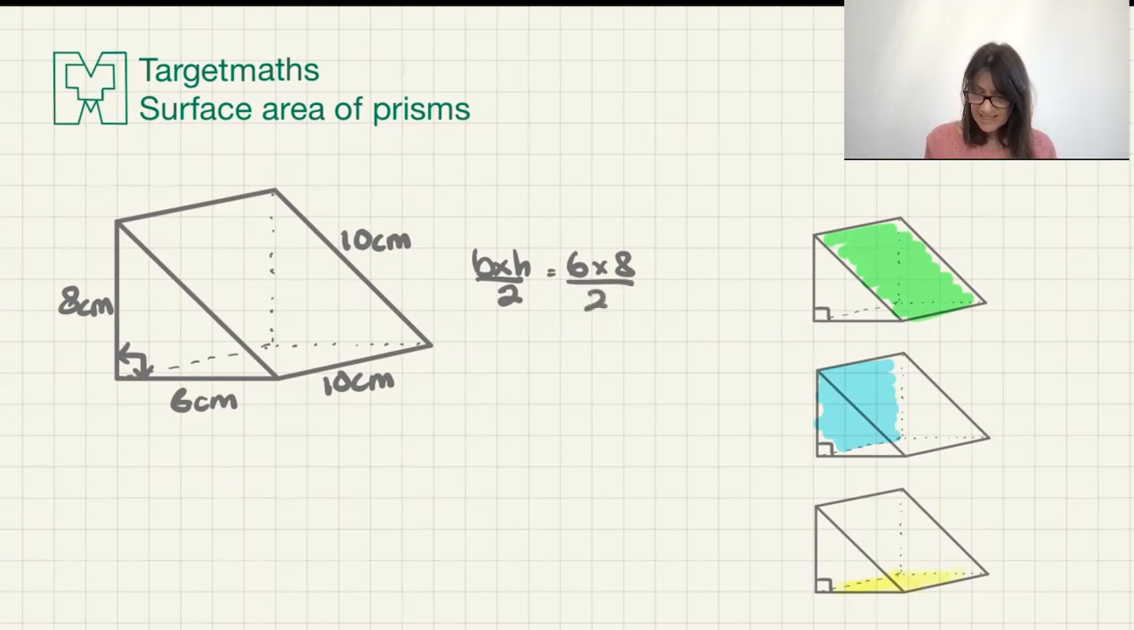6 times 8 is 48. Divide that by 2 is 24. That's the front. So the front and the back is going to be 48. It's going to be double that 24. So that's the first bit worked out.